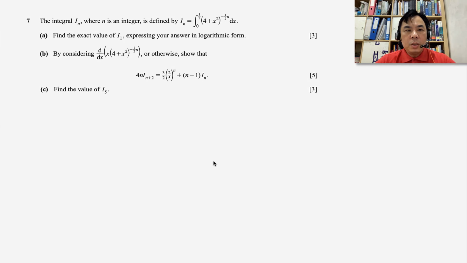Right, question 7. The first part, we are given the integral I_n, where n is an integer, is defined as such. We need to find the exact value of the first integral, which is I1, expressing your answer in logarithmic form. So we're going to start with that. Now that is I1. So I1 basically means 4 plus x squared to the power of negative half.